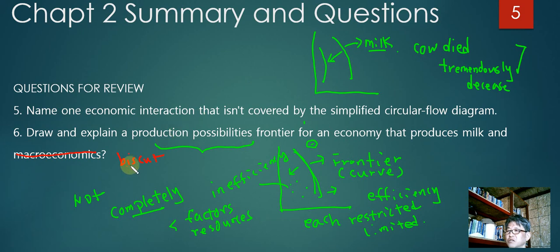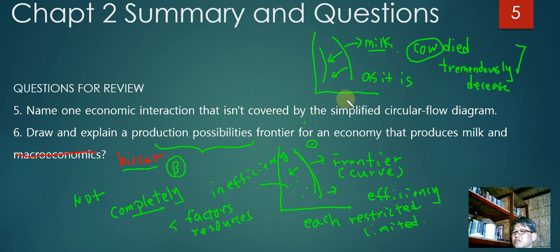But in the case of a biscuit, which is not made from milk, or maybe uses a very small amount, the biscuit production won't be influenced by the death of a cow, right? So the production line won't move inside. The production line will be fixed as it is. Understand? Okay, this is the answer of number 6.